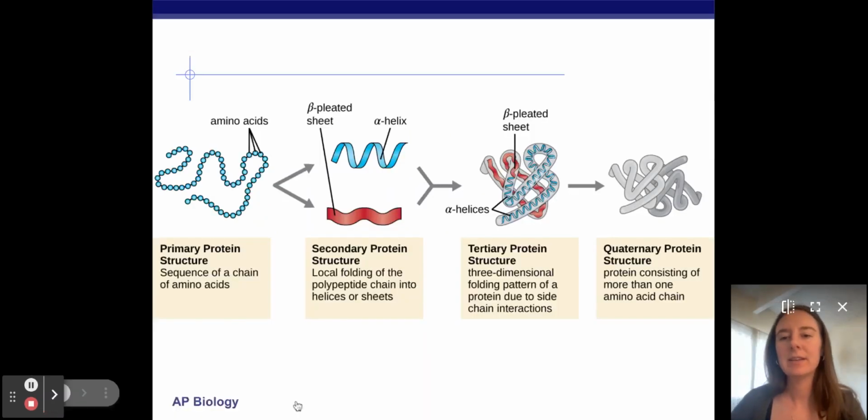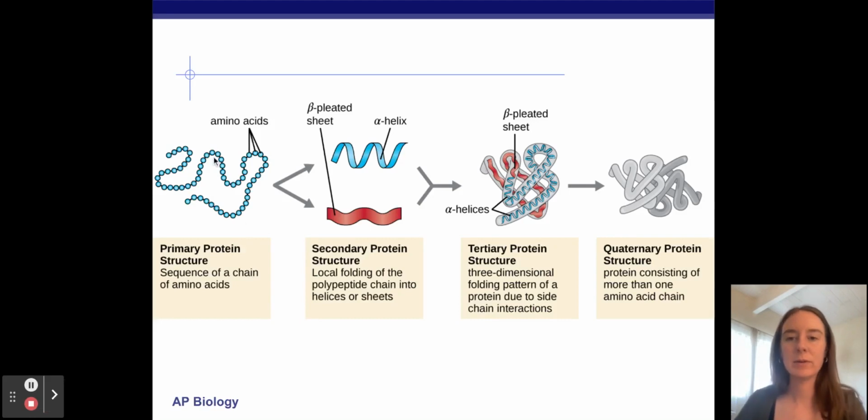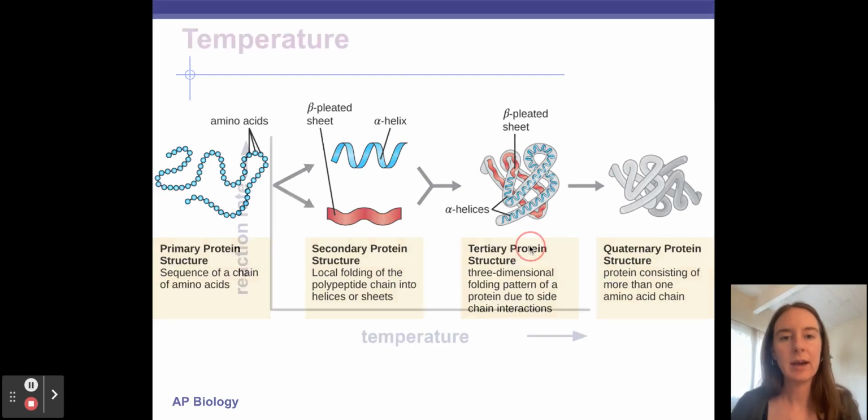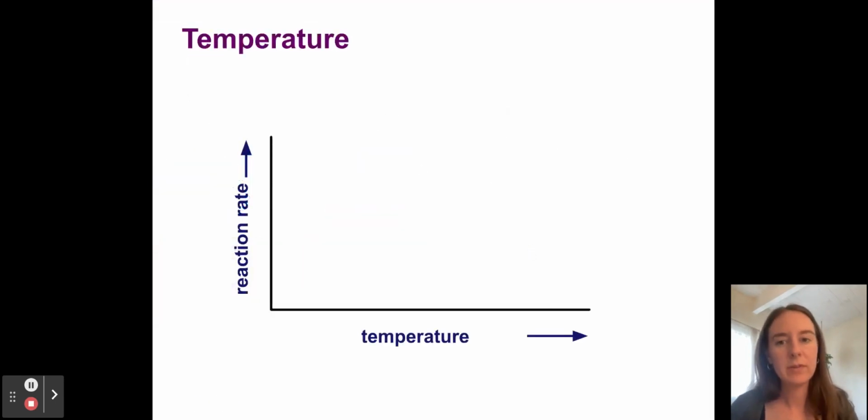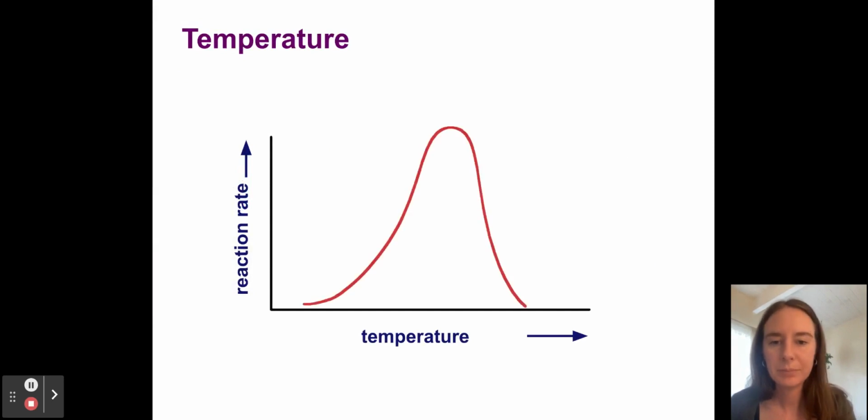All right, what else affects enzyme activity? Well, remember, thinking back to the fact that enzymes are proteins, and we know the different primary, secondary, tertiary, and quaternary structures of proteins, we can take a look at how, for example, temperature will affect the rate of a reaction using an enzyme.